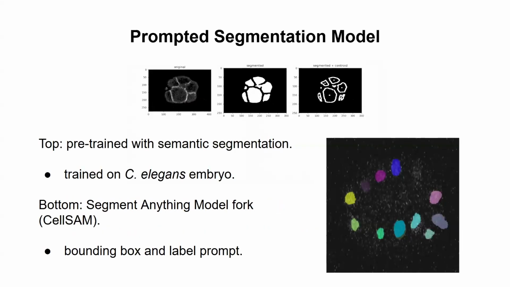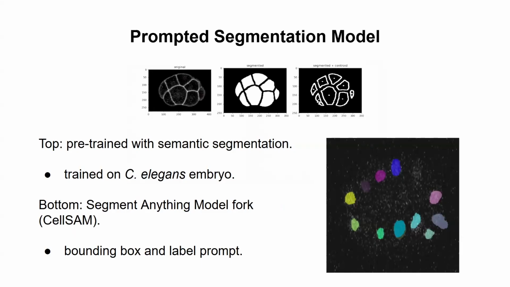This is another thing that we're working on, which is a prompted segmentation model. So again, we have the segmentation model we can use. We can use labels for cells. We know that those cells have labels. We know where they're supposed to be. We kind of know their boundaries. So we can actually build a model, using different methods of segmentation.